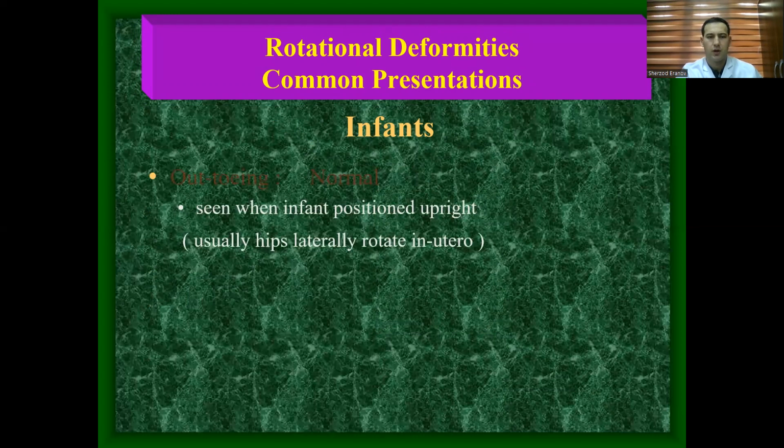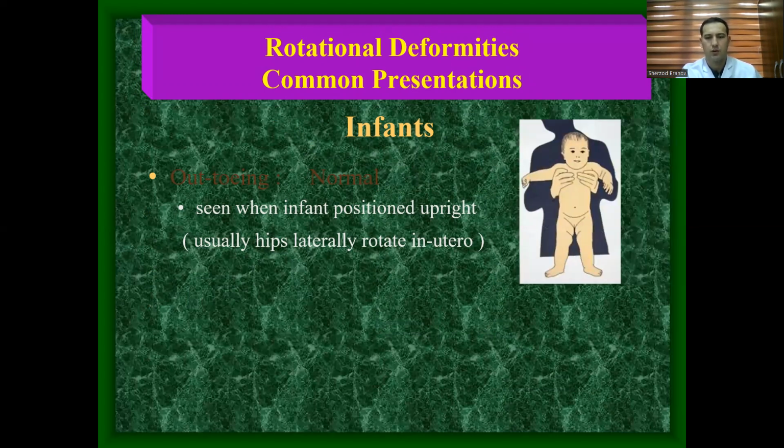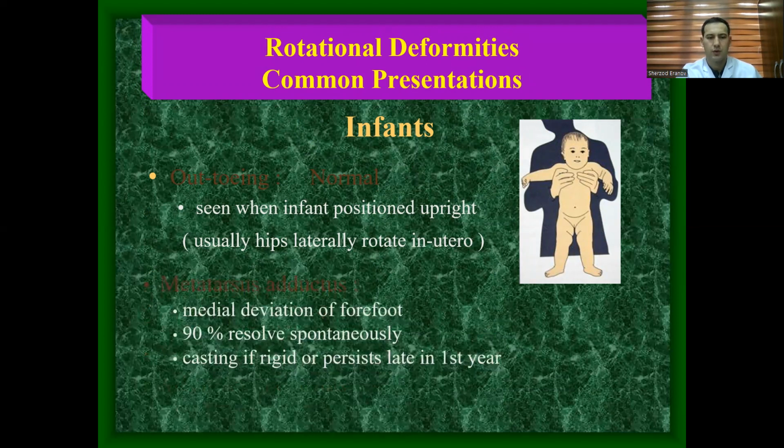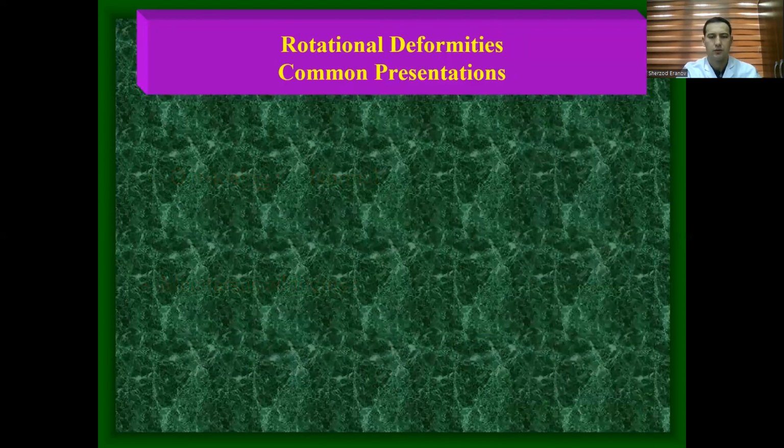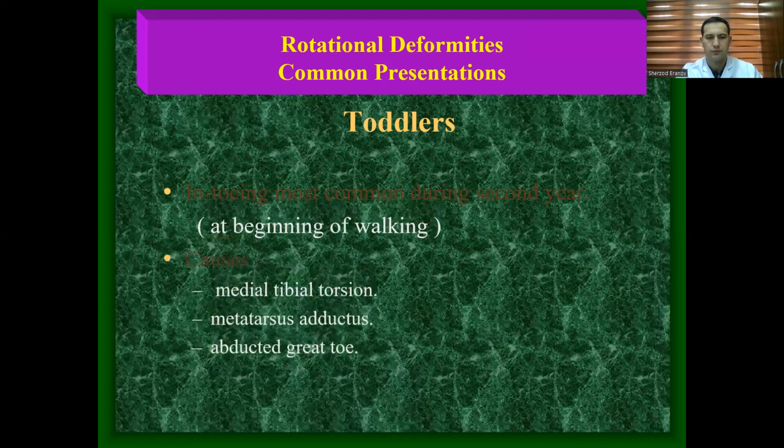Infants: seen when the infant is positioned upright, usually hips laterally rotated. Look at this baby. Medial deviation of the forefoot, 90% resolves spontaneously, usually within the first year. Look at the toes. Toddlers, at the beginning of walking: medial tibial torsion, metatarsus adductus, and adducted gait.